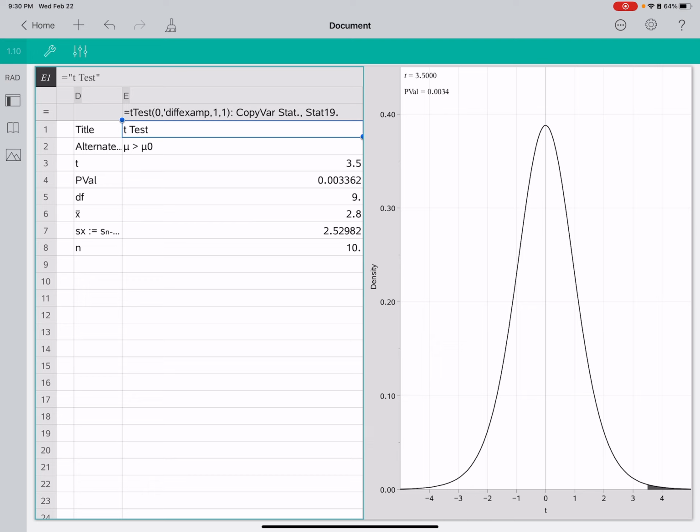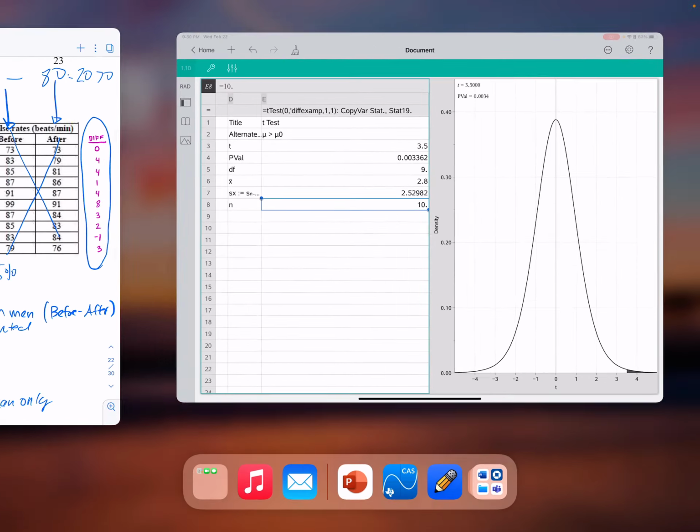And so if you notice, I'm just going to take the t, which is 3.5. My p-value is 0.03. And my degrees of freedom is 9. X bar, which is the average of all of those numbers I put in, is 2.8. My standard deviation is 2.5, and n is 10.